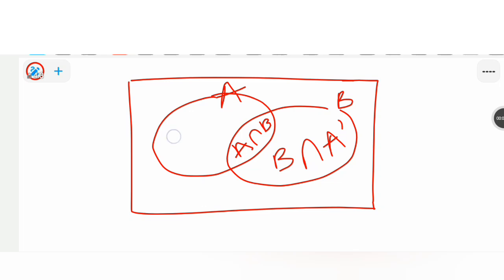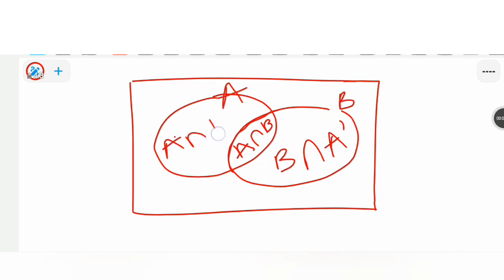If you need this part, since you are not involving B, since the circle of B is not reaching this particular part, you're just going to write A intersection B prime. Then all this outside here is always A union B, then prime it like that. Once you know this one, you don't have any problem with any question.